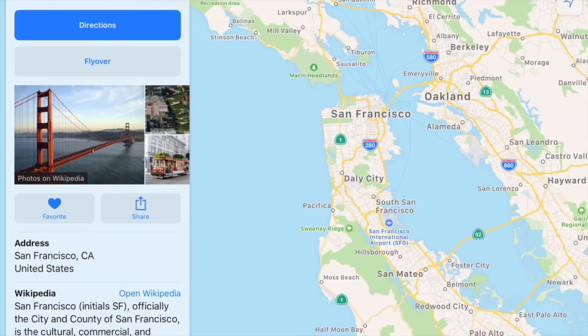But you can see why. Look at all of this water that surrounds San Francisco. That water makes it really difficult to change the temperature in that area because water is extremely resistant to changes in temperature.